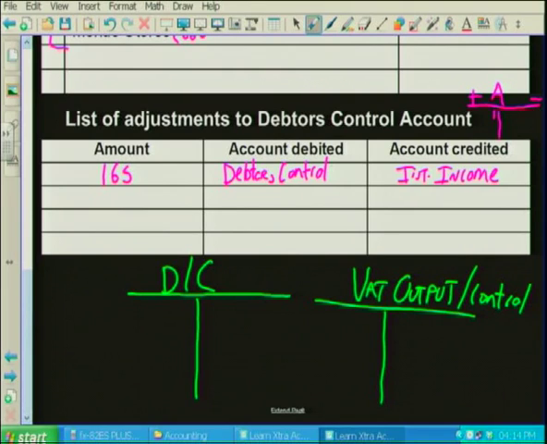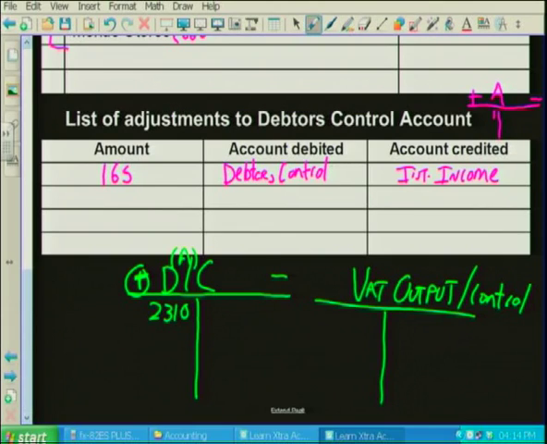Right, let's look at the 2,310, the impact it's going to have firstly on debtors control. We already saw Sunnyside traders is going to owe us more money. Their account is going to increase. So this entry is going to appear on the debit side because the balance has to increase. So on the debit side, 2,310. So again, account debited is debtors control. Let's fill in our amount first, 2,310. Account debit will be debtors control. And account credit has to be your VAT output account.